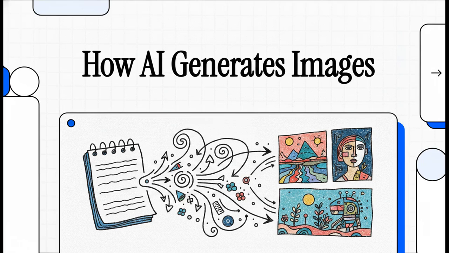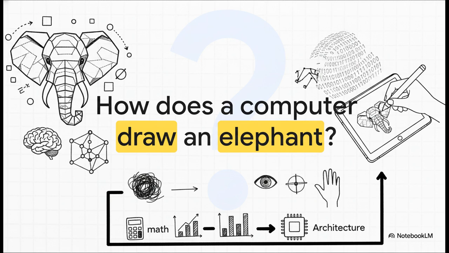Welcome to The Explainer. Today we're answering a question we literally see the results of every single time we scroll through our feeds. How exactly do machines create stunning visual art from just a few simple words? We see these surreal, mind-bending images all the time, but the underlying mechanics are, honestly, even more fascinating than the art itself. So let's just dive right into it.